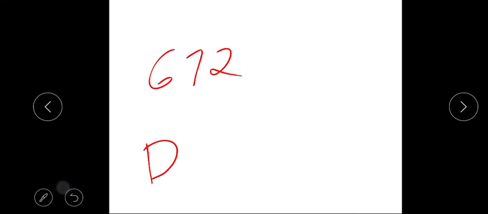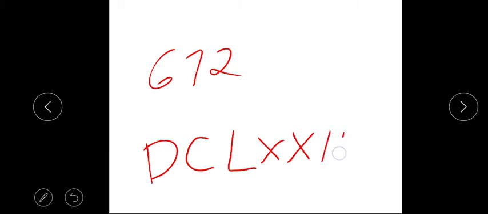First we have to write 600. 600 is 500 plus 100. D is for 500, then 500 plus 100, and 100 is C. So DC is 600. Then for 72, 70: 50 is L, 50 plus 10 is 60, 60 plus 10 is 70, so LX is 70. Then 2 we write II. So it is DCLXII, 672. Now we have learned how to write numbers greater than 100 also.